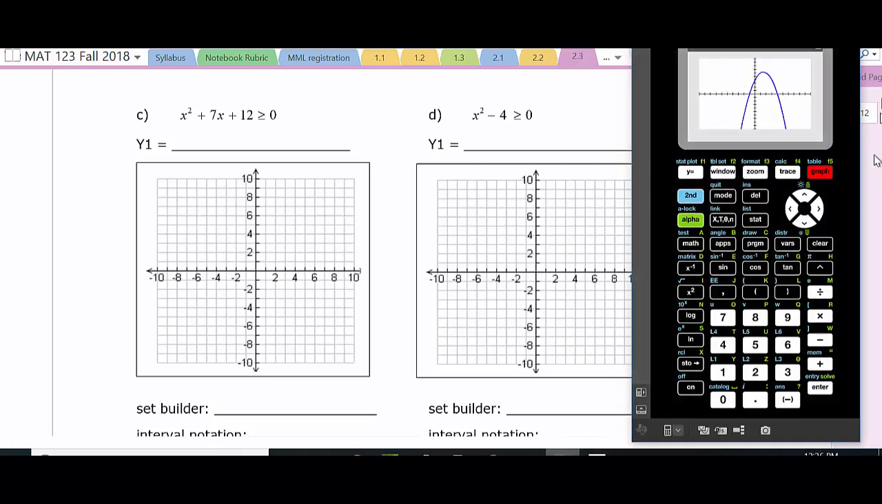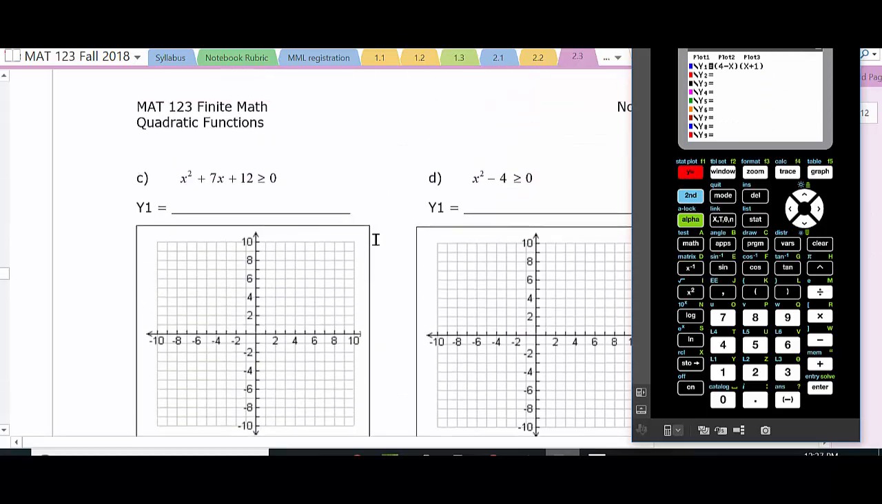Next one, again, we're just going to put in this side, and I think we'll do 2 more together, and I'll show you how this goes. So put this in your calculator: y1 equals x squared plus 7x plus 12, and then just type graph, so we have that.